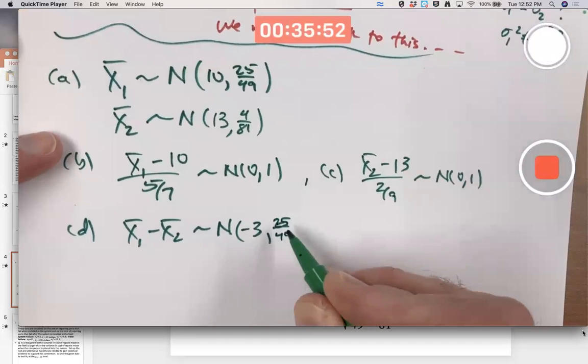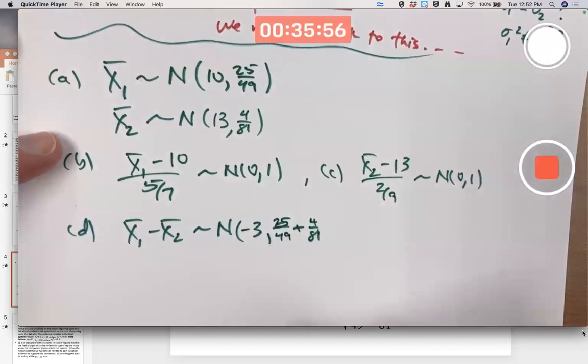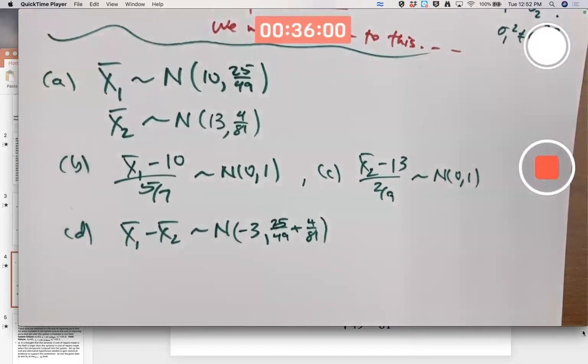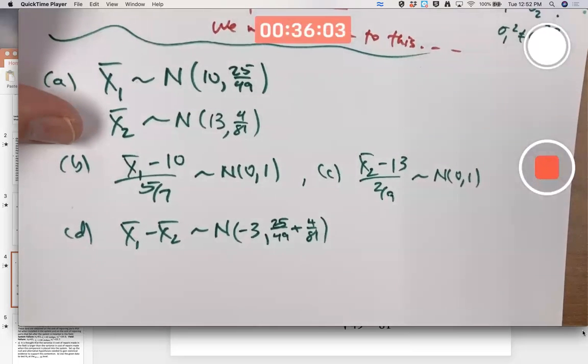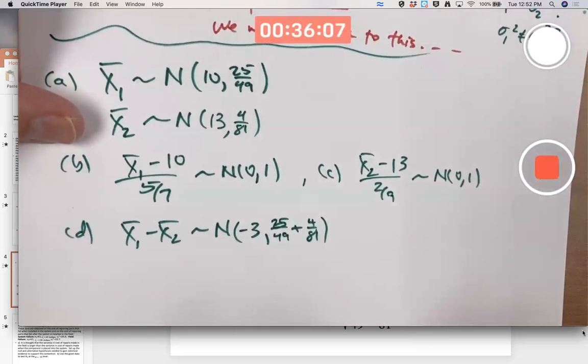25/49 plus 4/81. Whatever that turns out to be, if you got a common denominator, I won't bother doing that. If this were a homework problem, you should go ahead and get a common denominator of 49 times 81, and then go ahead and add the fractions to simplify.